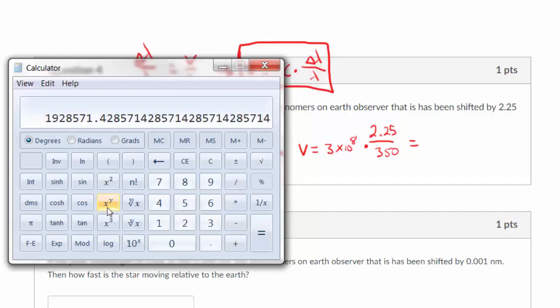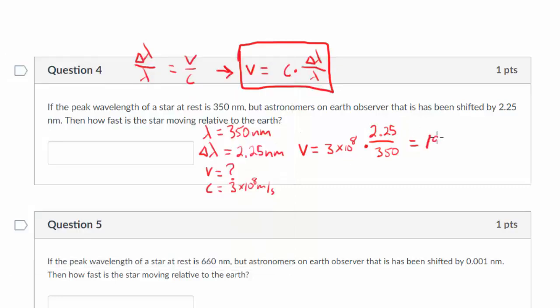And you see I do have quite a large value, 1928571. So that's a really big number. But that is the correct answer, and you just put that number right in.